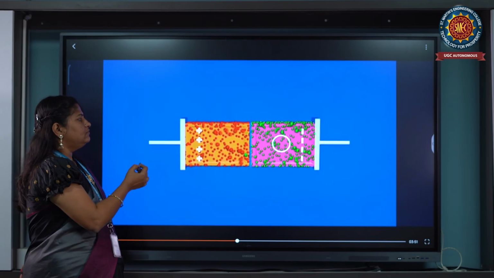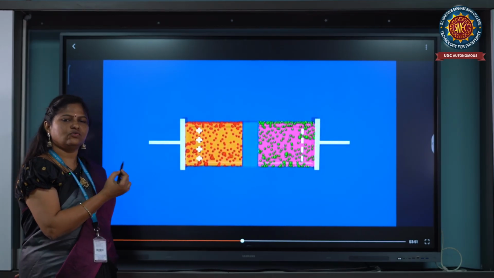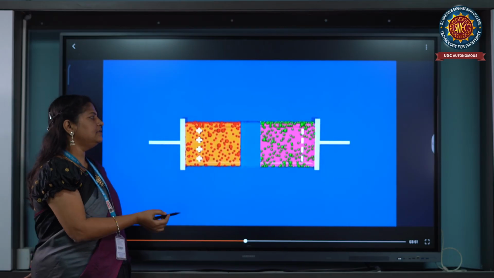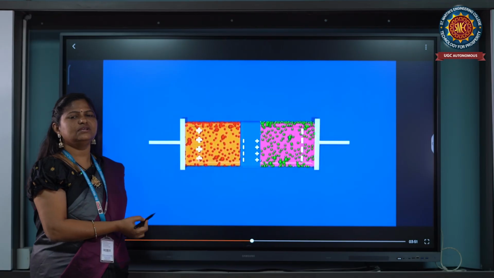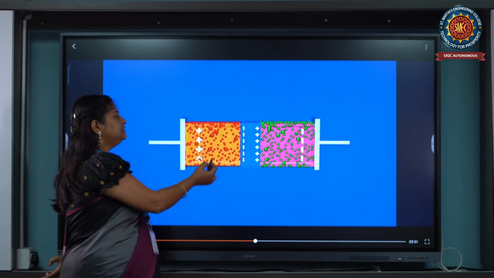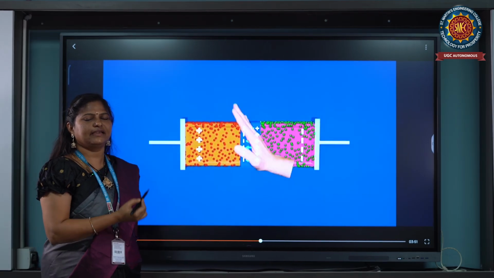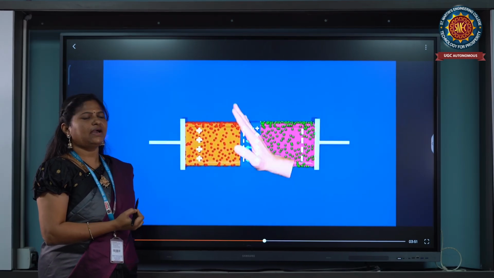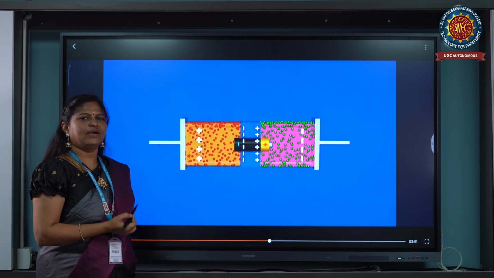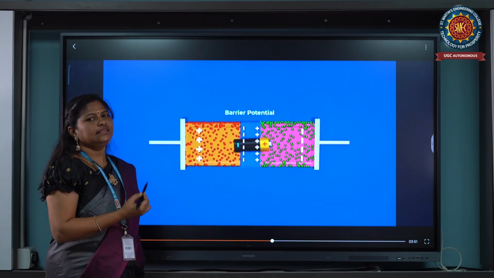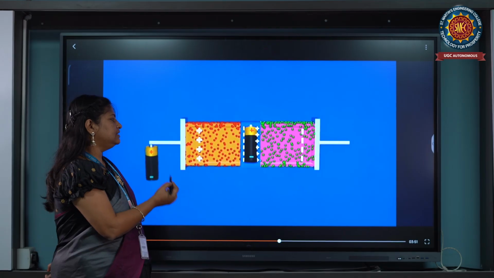Whenever we join them together, diffusion takes place, that is, the majority charge carriers flow from one side to the other side. Similarly, positive to negative and negative to positive side, diffusion current takes place, and that forms a layer of positive and negative immobile ions across the junction. This acts like a barrier. It provides a potential, which we call the barrier potential, that is 0.7 volts for silicon and 0.3 volts for germanium.